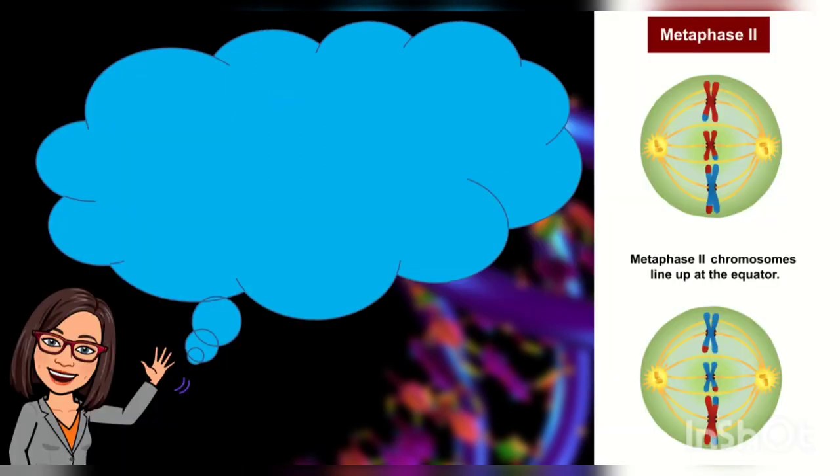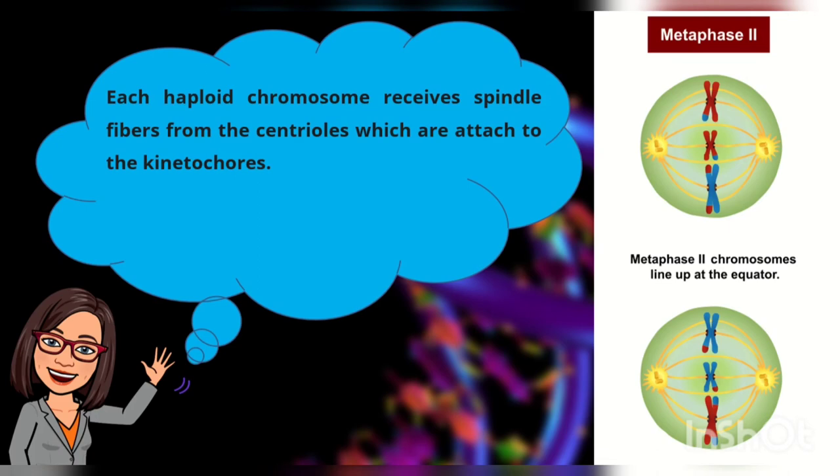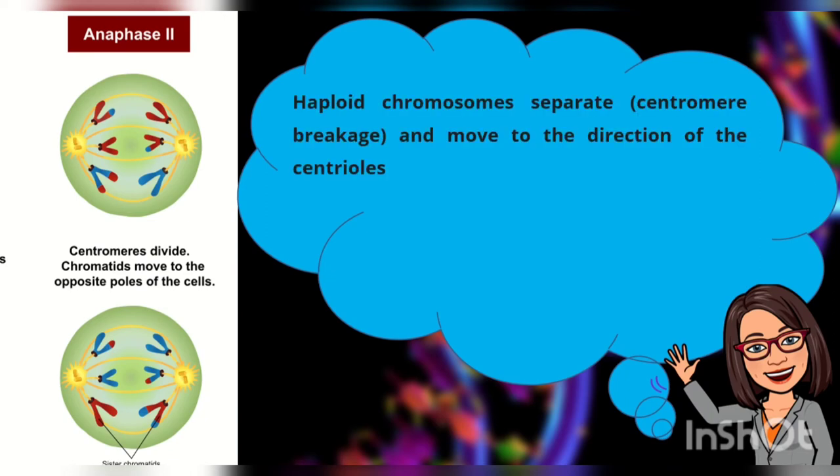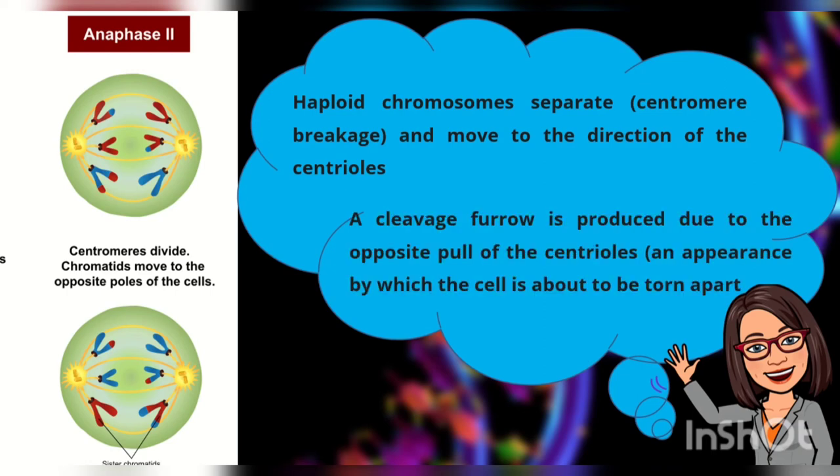In metaphase 2, each haploid chromosome receives spindle fibers from the centrioles which are attached to the kinetochores. Haploid chromosomes align to the central metaphase plate or the equatorial plate. In anaphase 2, haploid chromosomes separate, or the centromere breaks, and move in the direction of the centrioles. A cleavage furrow is produced due to the opposite poles of the centrioles, an appearance by which the cell is about to be torn apart.